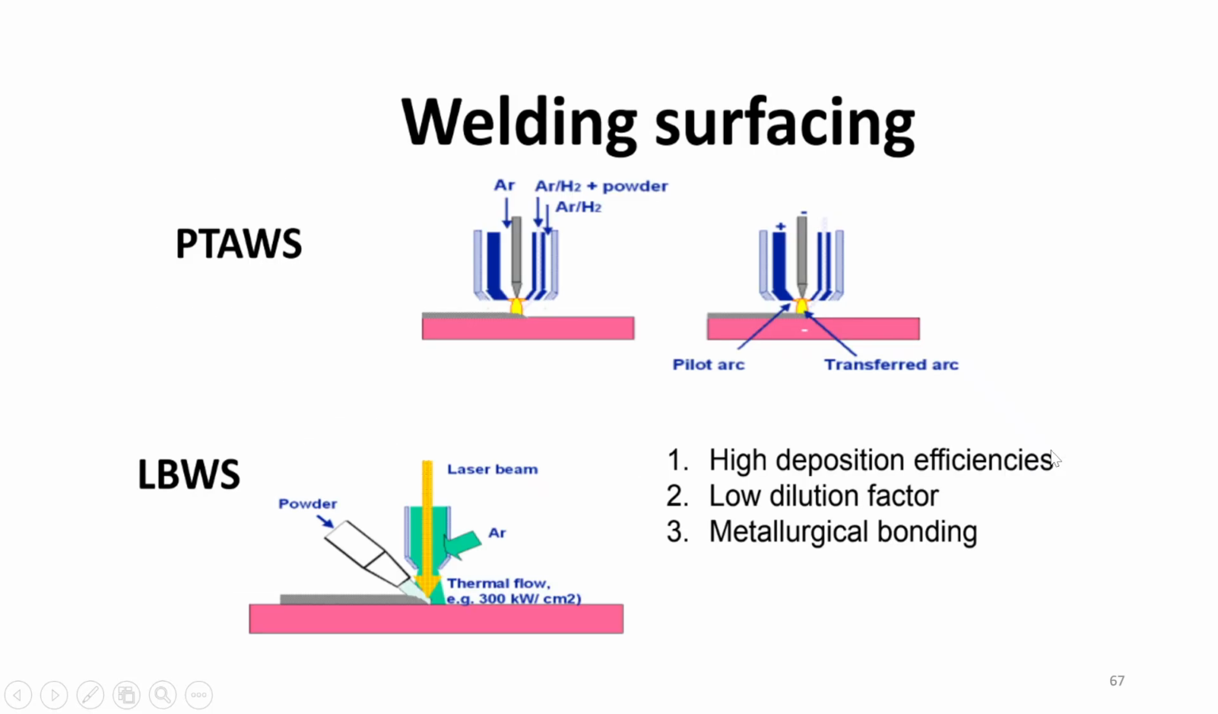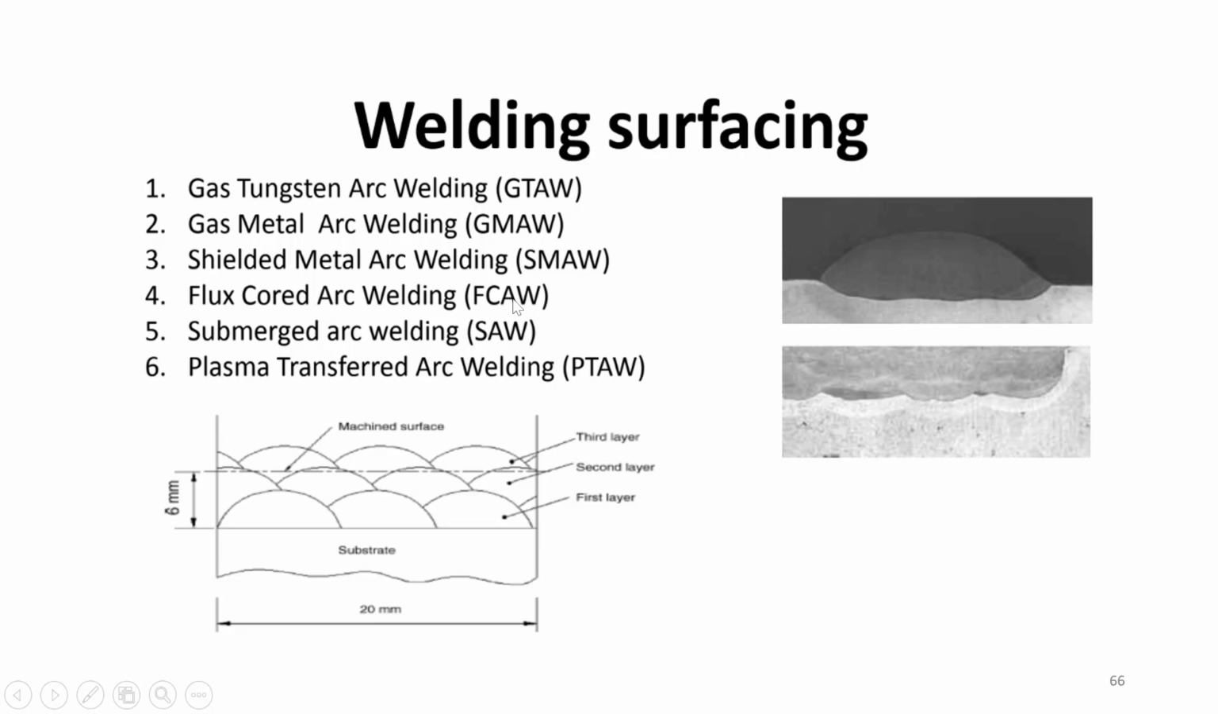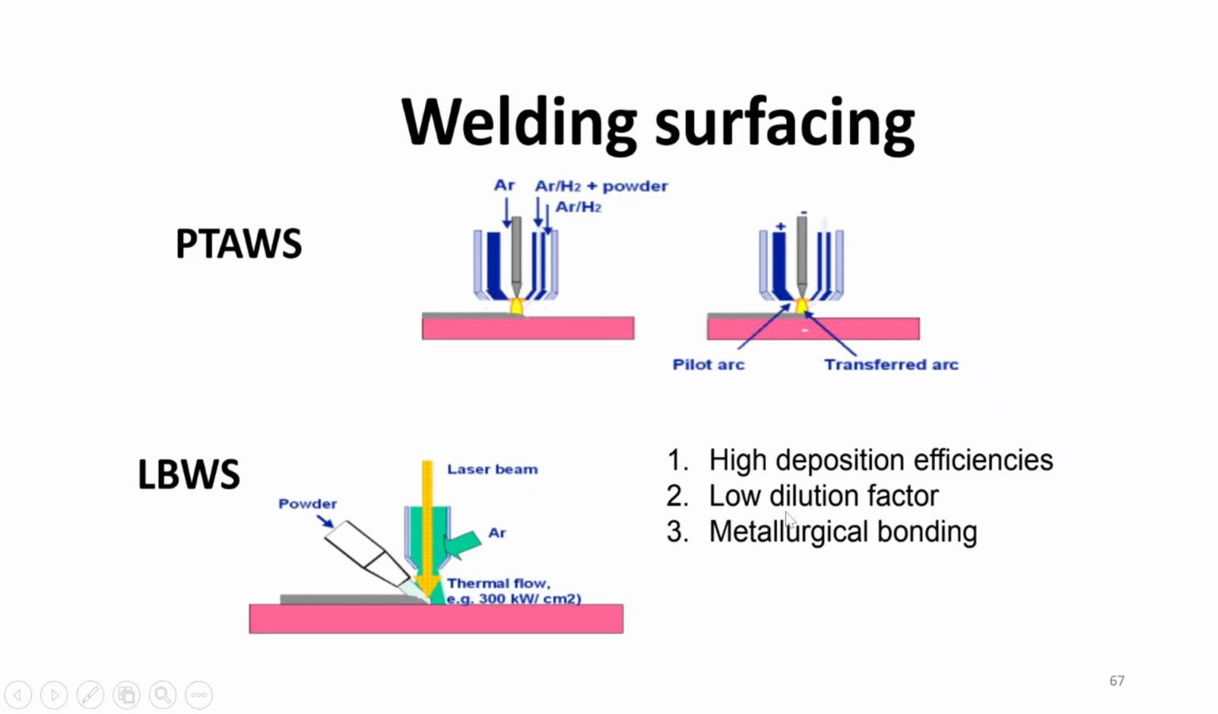Welding surfacing, this is the processing. As you keep on forming a layer of another metal with the help of the heat used from these sources, you have high deposition efficiency, low dilution factor, and good metallurgical bonding.